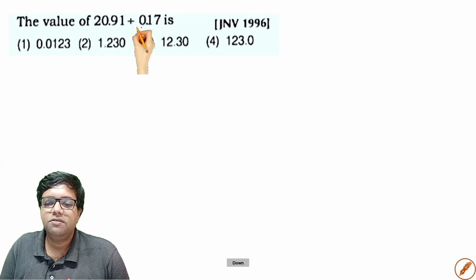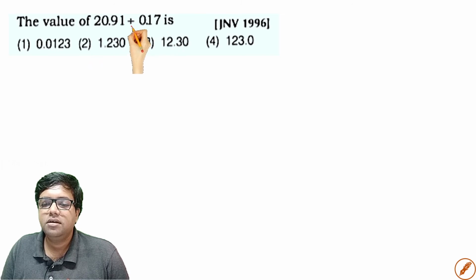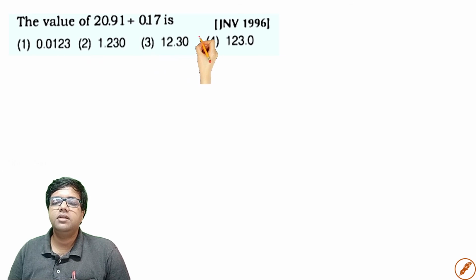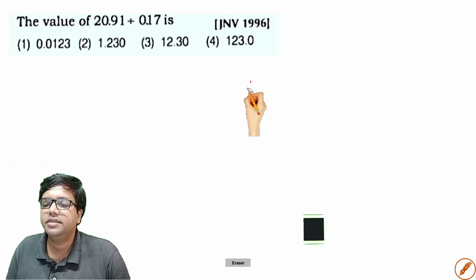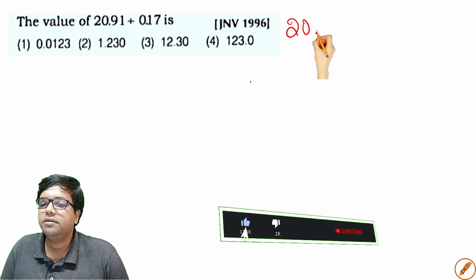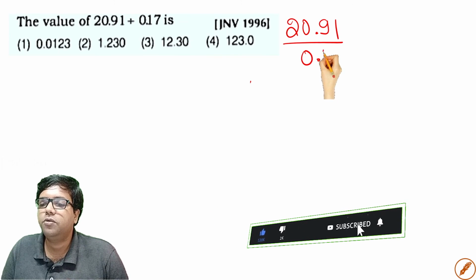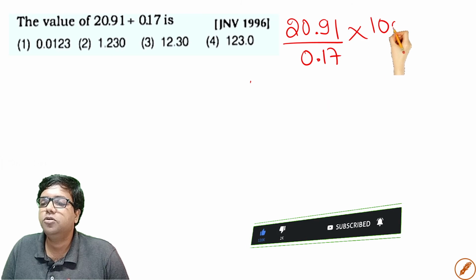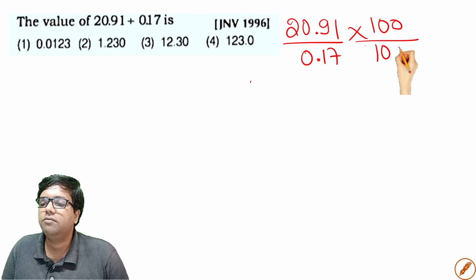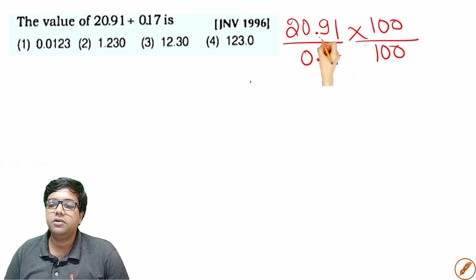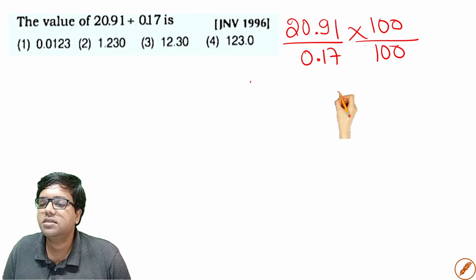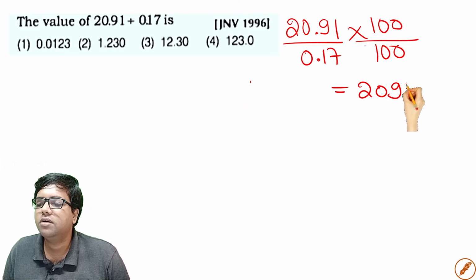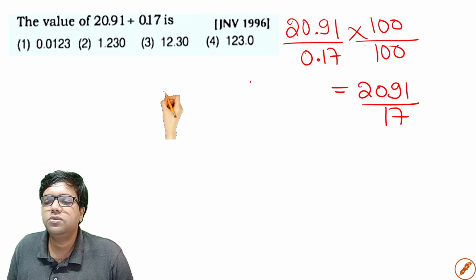Okay. The value of 20.91 divided by 0.17 is... Let me write it here. 20.91 divided by 0.17. So both in the numerator and the denominator we will do what? We will multiply 2 zeros to take away the decimal point. Okay. So what will you get? In the next step you will get 2091 by 17. So let's do the division here.